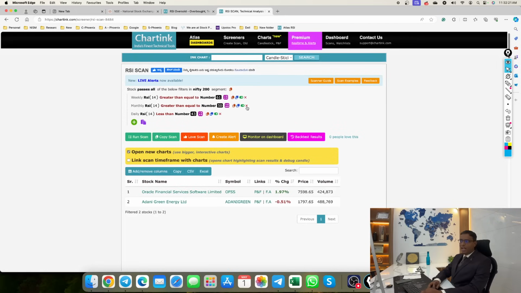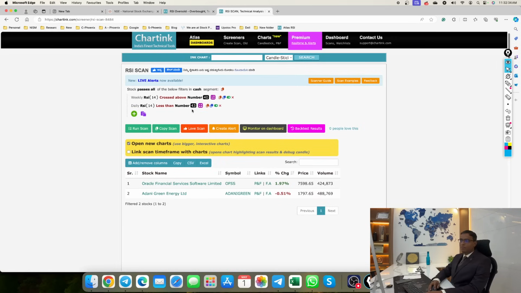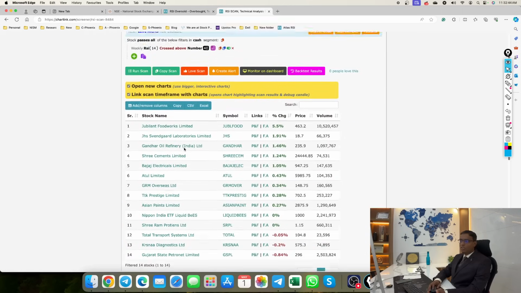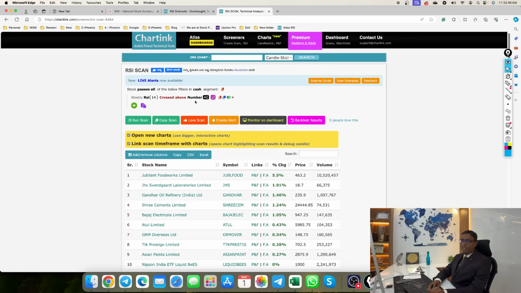Now I open the scan. I say I need to RSI not greater. I want a crossing above number 40 on all the cash stocks. Okay, I don't want this. I don't want this. I want only this. RSI crossing 40 on all the cash stocks. I have got all the stocks which is crossing 40 on the cash segment, crossing above number 40. Scan is ready. It is as simple as that.